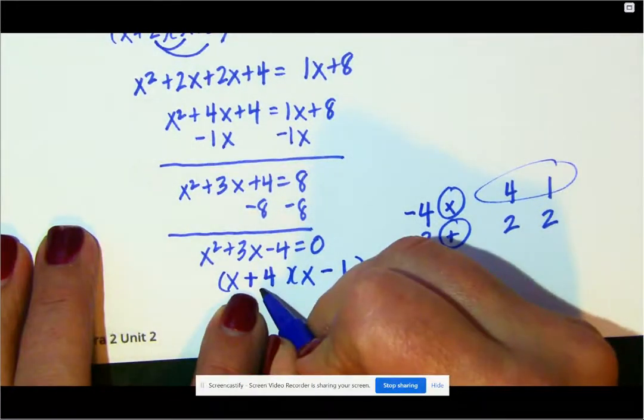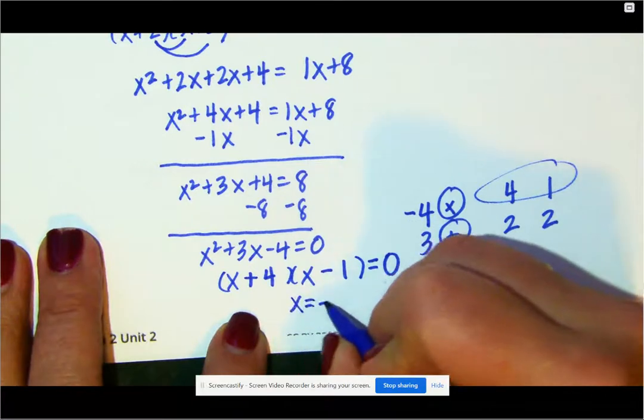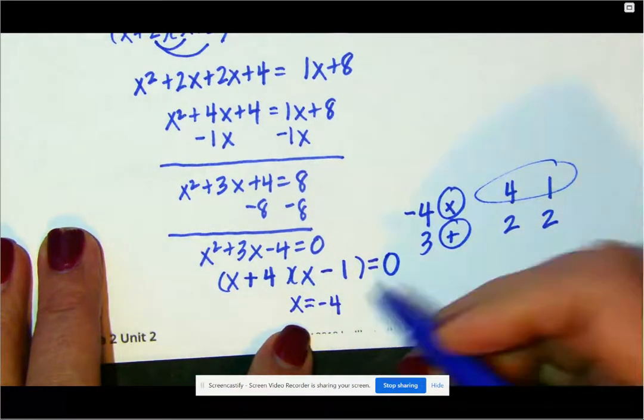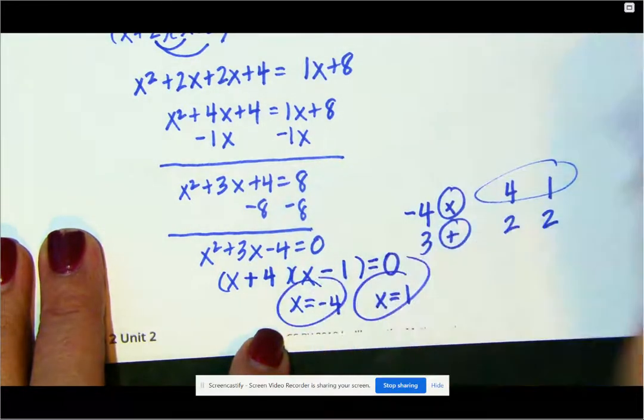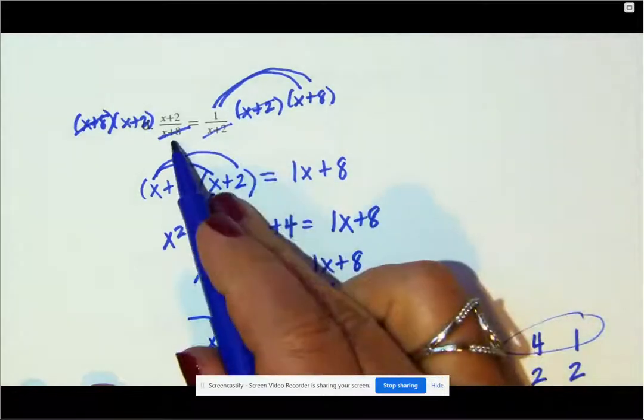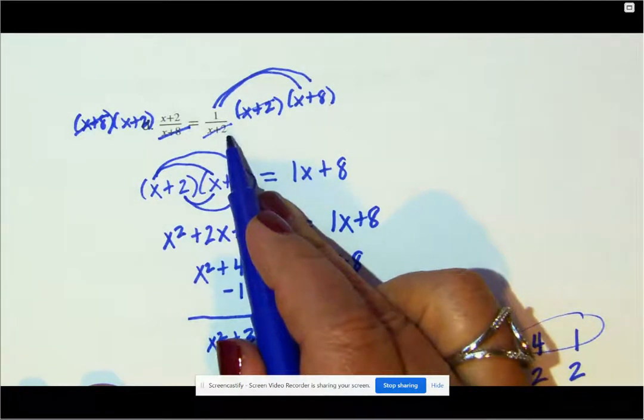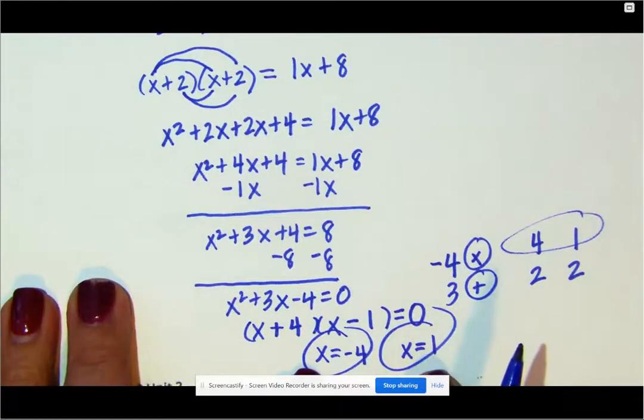So what would make x plus 4 equal to 0? Negative 4. What would make x minus 1 equal to 0? Positive 1. And then just make sure that neither of those are an undefined value of x. Let's see. x cannot be negative 8 or negative 2. Neither of those showed up.